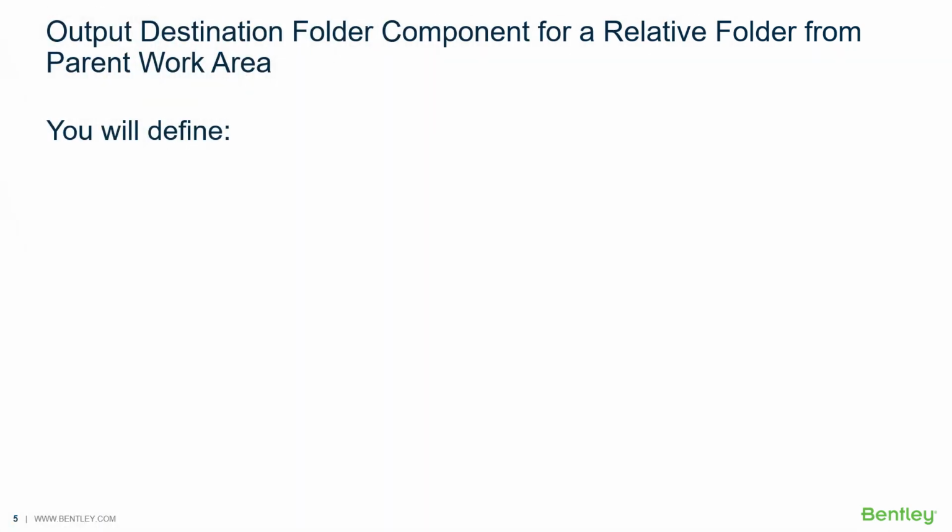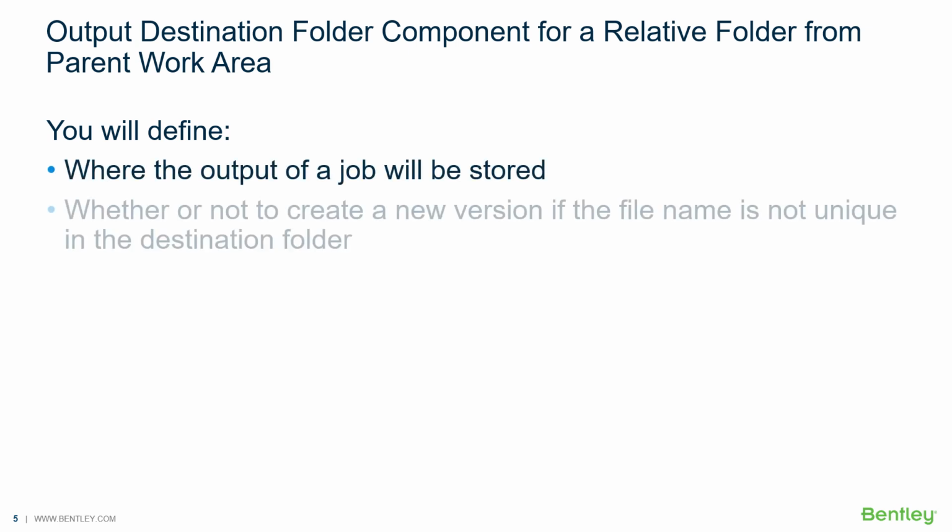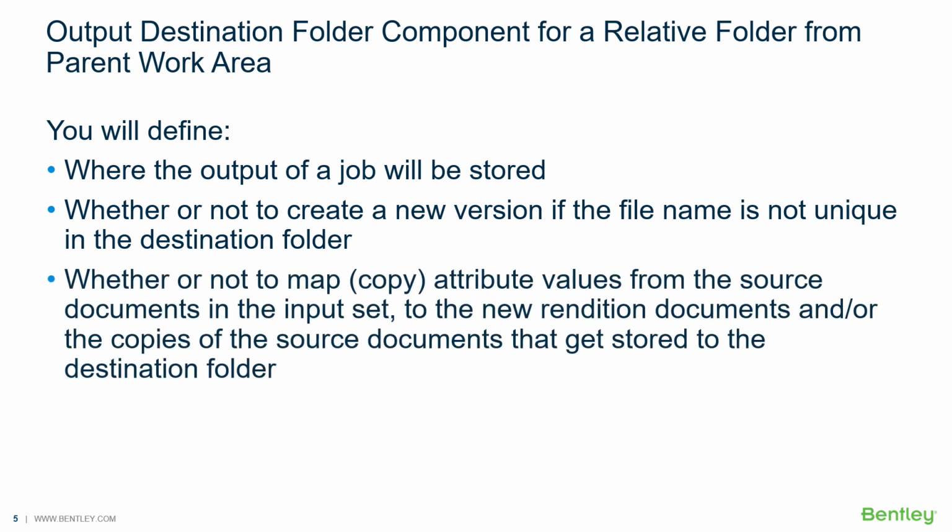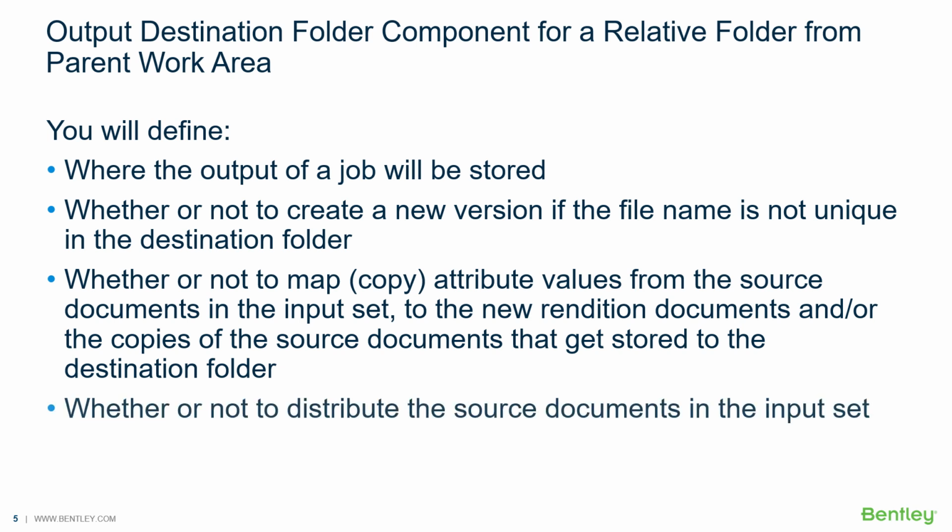For each output destination rendition component you create, you will define where the output of the job will be stored, whether or not to create a new version if the file name is not unique in the destination folder, whether or not to map attribute values from the source documents in the input set to the new rendition documents, or the copies of source documents that get stored in the destination folder, and whether or not to distribute the source documents in the input set.